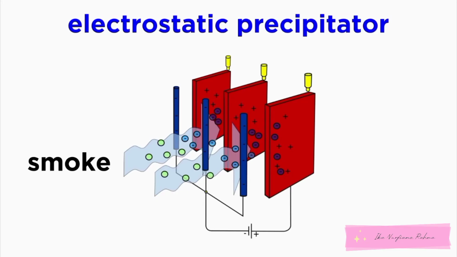This is how we remove the carbon and dust particles from smoke. If smoke passes through what is sometimes called an electrostatic precipitator, the charged particles in the colloid will be attracted to electrodes.